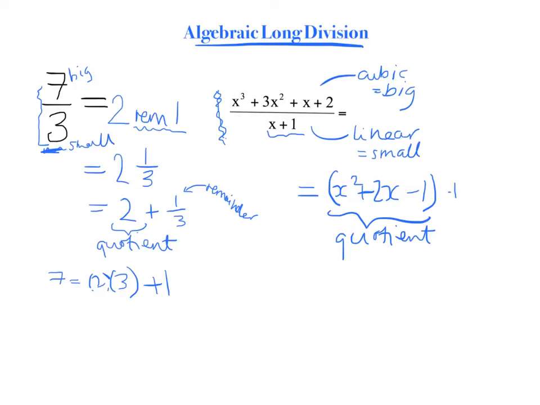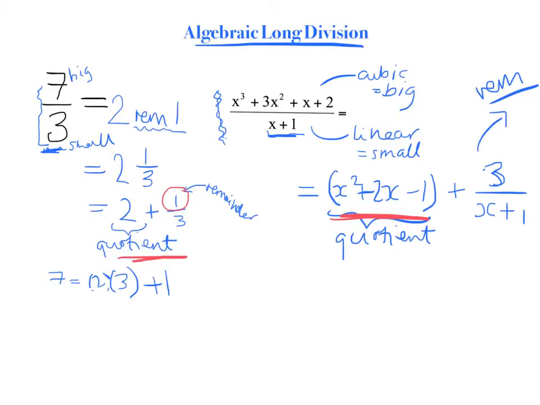So we've got plus 3 over, and that's the same as what was on the bottom before, so 3 over x plus 1. And that's the remainder. Okay, so you can see the similarity between what we've got here and what we've got over here. We've got a quotient, how many x plus 1's go in exactly, and then the bit that's left over, and then that's going to be over the thing that it was over before.